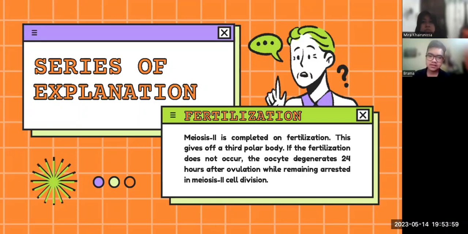Fertilization. Meiosis II is completed on fertilization. This gives off a third polar body. If fertilization does not occur, the oocyte degenerates 24 hours after ovulation while remaining arrested in meiosis II cell division.